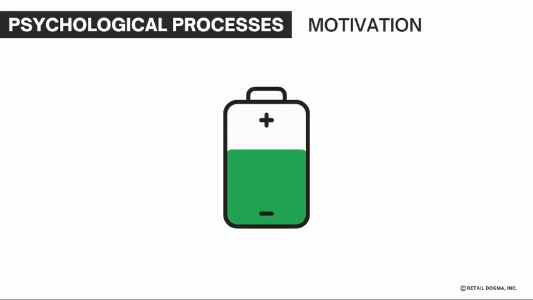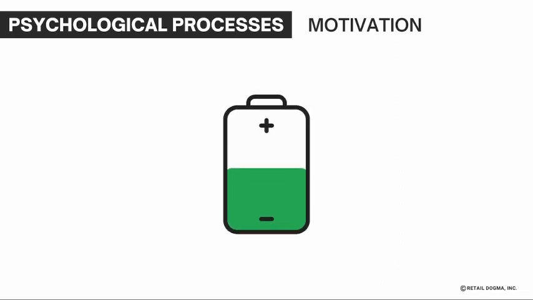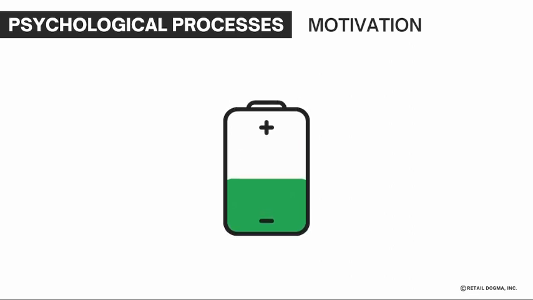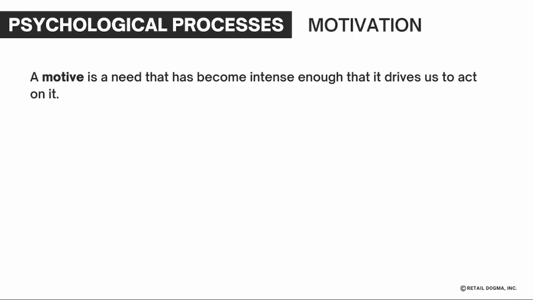At any given time, we tend to have different needs, and these needs are not only biogenic ones, such as hunger or thirst, but also psychological needs, such as the need for recognition or self-esteem. When our needs are aroused to a sufficient level of intensity, they become motives. A motive is a need that has become intense enough that it drives us to act on it.